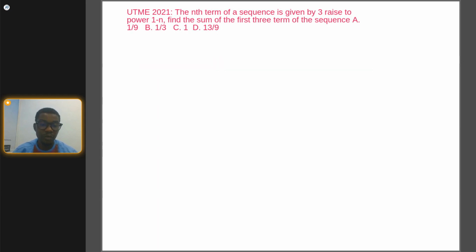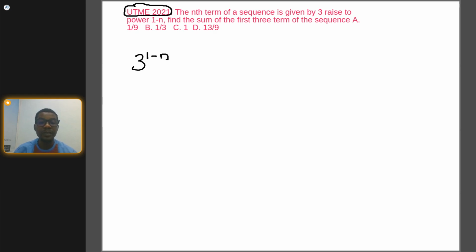UTME 2021, we have to solve this question. The nth term of a sequence is given by 3 raised to the power of 1 minus n. So this is 3 raised to the power 1 minus n. So the nth term is given by this expression.